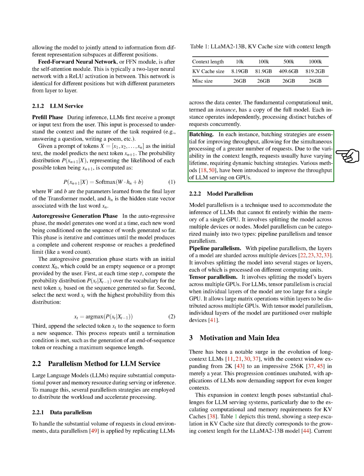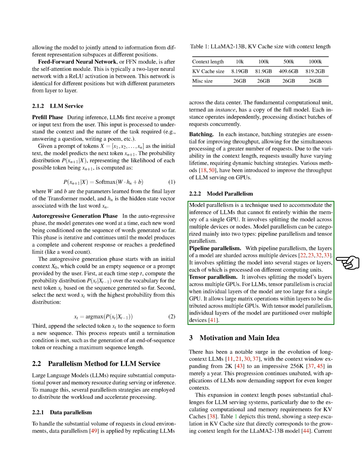Batching strategies are also used to improve throughput by processing a greater number of requests simultaneously. Model parallelism is another technique used when the model can't fit entirely within the memory of a single GPU. The model is split across multiple devices or nodes.